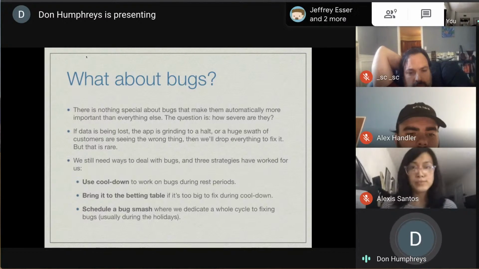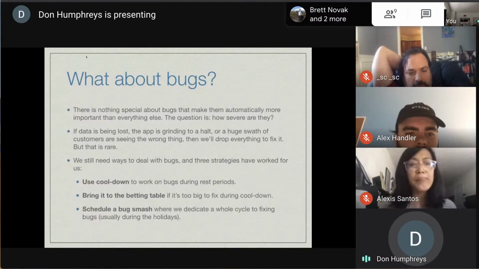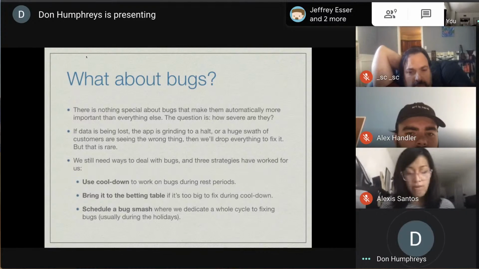But we still need a way to deal with bugs on a regular basis, and 3 strategies that work for Basecamp. First is to use the cooldown to work on bugs. So when you're in your rest periods and you're trying to figure out new pitches, that kind of thing, it's a good time to work on a few bugs that you've been tracking throughout the last cycle.